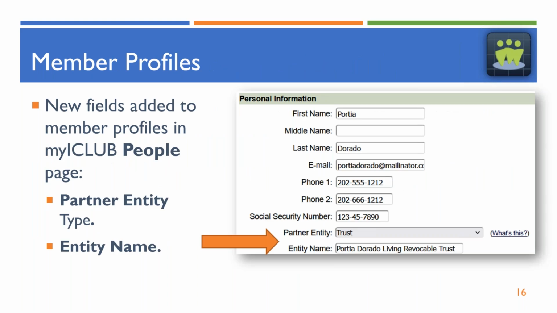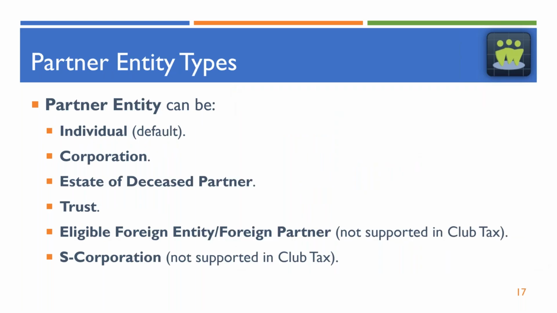So in the member profiles in the people tab, when you click on edit, you see there's now a partner entity, and you can use that drop-down menu to put in trust. And then you can put in the full name of the trust there, or an abbreviated name if it doesn't quite fit.